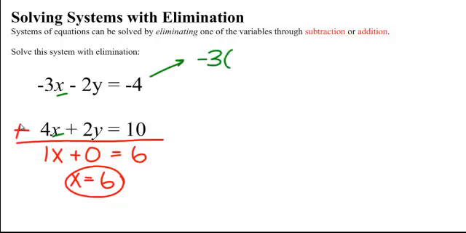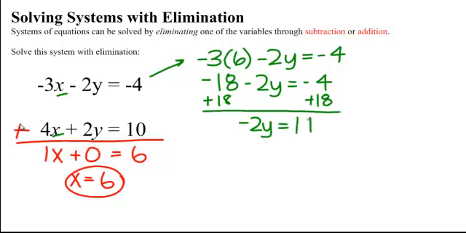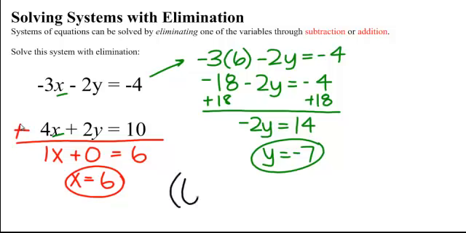Negative 3 times 6 minus 2y equals negative 4. This will give me negative 18 minus 2y equals negative 4. And if I add 18 to both sides, I end up with negative 2y equals 14. And if I divide both sides by negative 2, we get that y is negative 7. So now that we have both parts of our answer, we can write them as a point, (6, negative 7). And we're done.